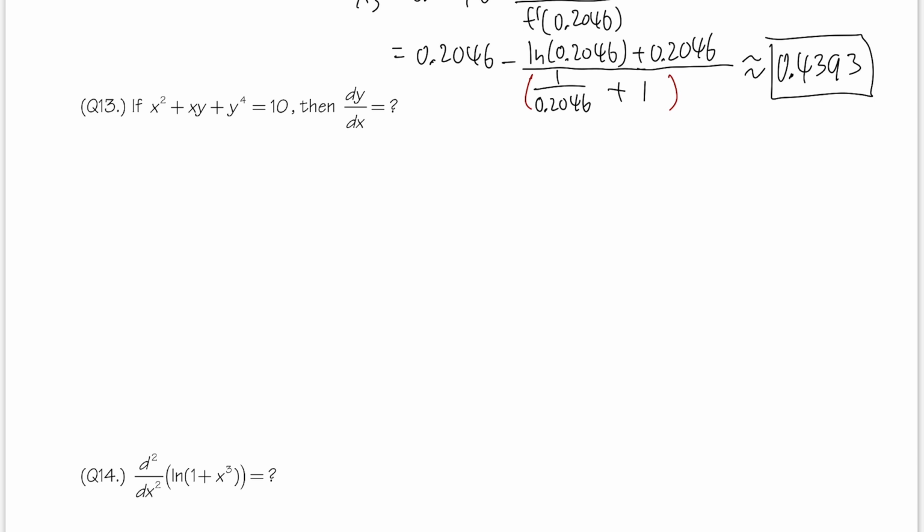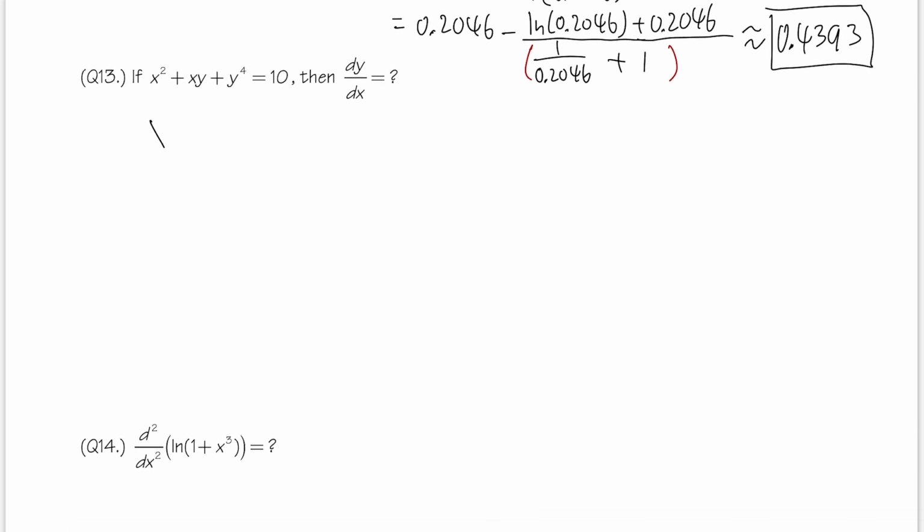Another implicit differentiation question, the one where y is not isolated, right? So here, let me write down the equation one more time. We have x squared plus xy plus y to the fourth power equals 10. And implicit differentiation in action.